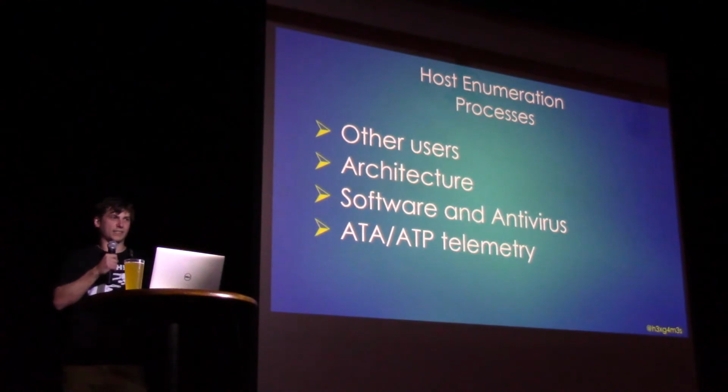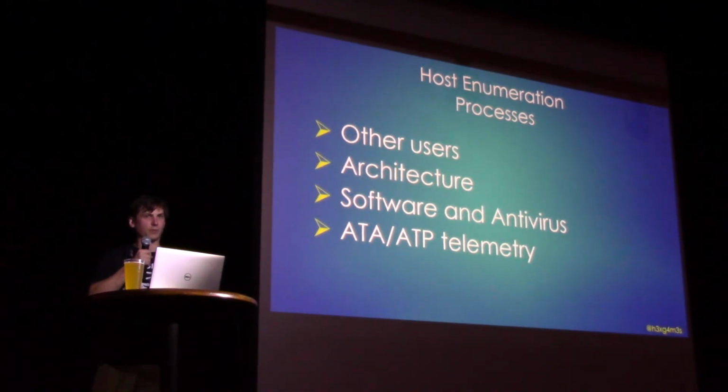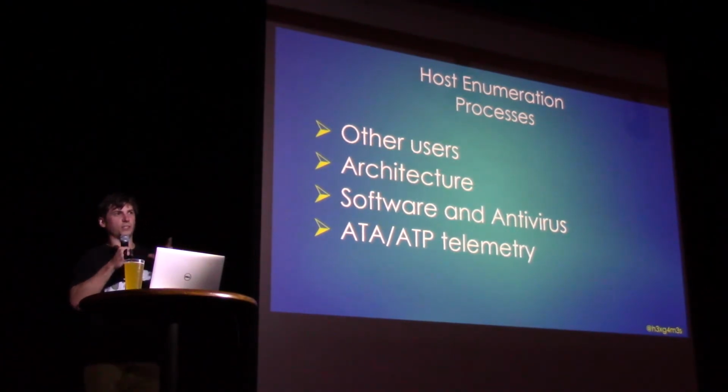Then we're going to get into processes, and we'll talk a little bit more about processes here. Processes are important to look at because, first of all, you'll be able to tell if there are other users running on this box. And then the architecture type, because sometimes Mimikatz or things like Incognito to steal tokens need you to be in a 64-bit process or a 32-bit process, depending. Also from the processes, you can grab the software and the antivirus. And when we talk about defenses, you can also find out if ATA or ATP is running on these devices, and those are things that will catch you doing certain stuff.